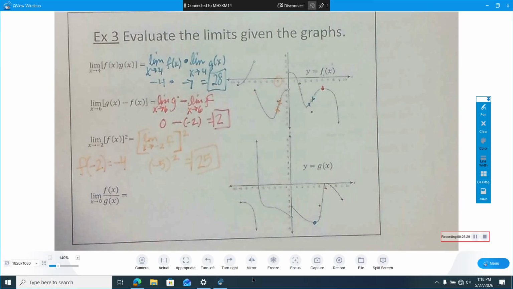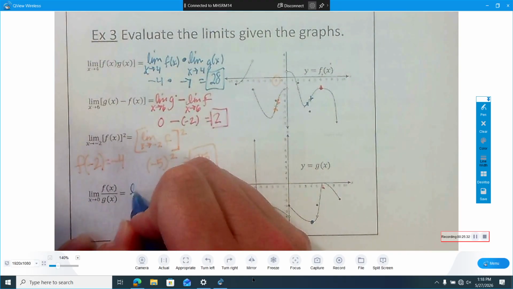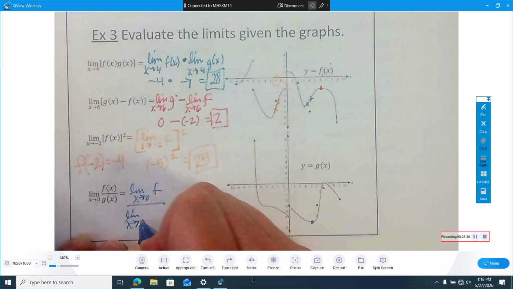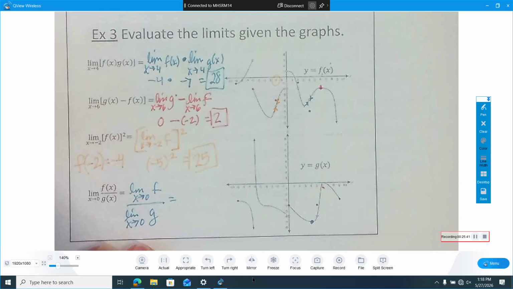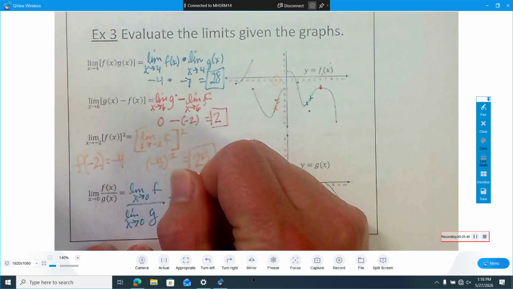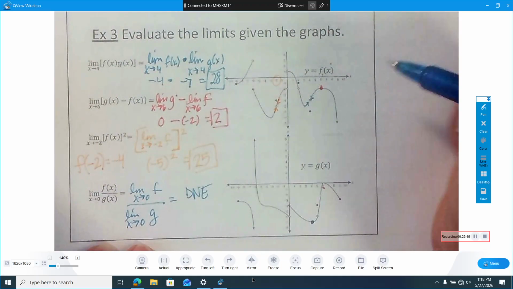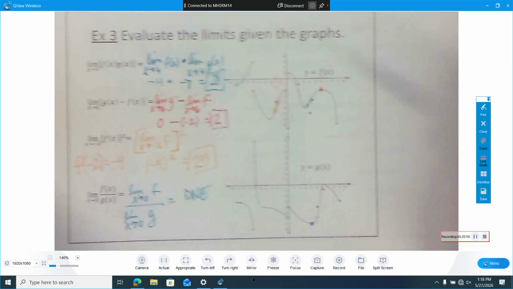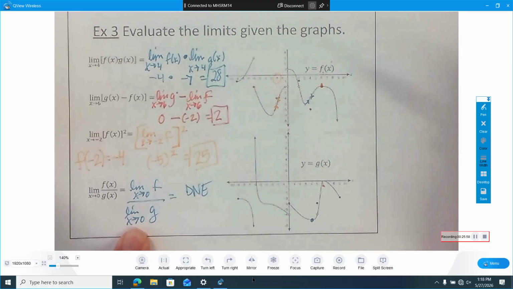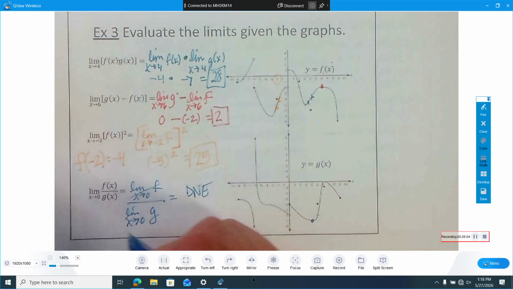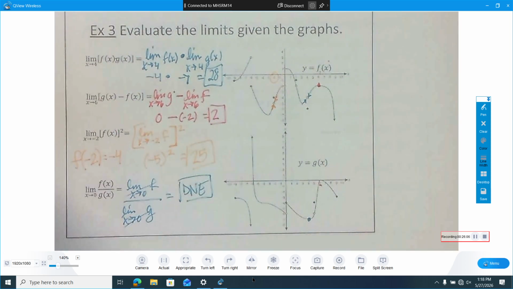All right, and then the last one here, I need the limit as x approaches 0 of f on top, and the limit as x approaches 0 of g on the bottom. Let's see, as x approaches 0 on the f function, what happens? Oh, it does not exist, right? Because we've got a jump discontinuity there. And what happens when x approaches 0 on g? Same thing. We also have a discontinuity. We can't find either of those, so our limit does not exist. Okay? Do you have questions for me?